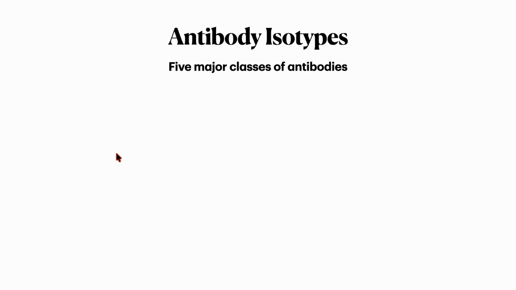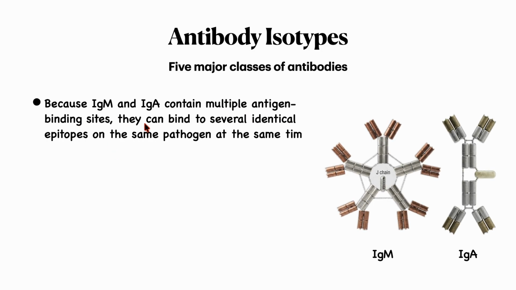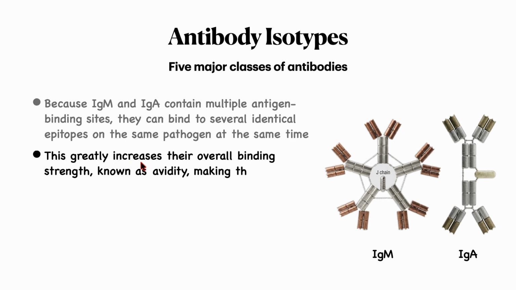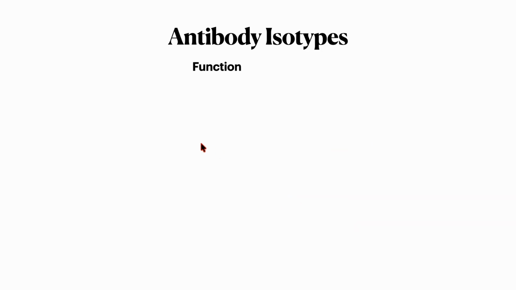Because IgM and IgA contain multiple antigen binding sites, they can bind to several identical epitopes on the same pathogen at the same time. This greatly increases their overall binding strength, known as avidity, making them particularly effective at neutralizing pathogens.